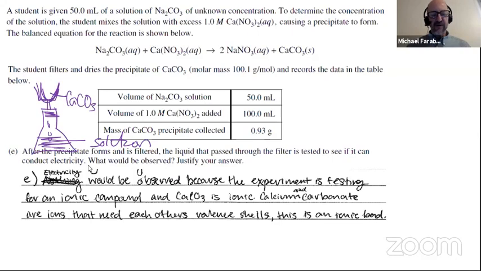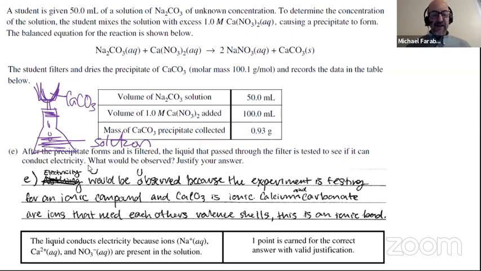And the correct answer, according to the scoring guidelines, is it is going to conduct electricity, but not for the reason that they said. It's because the sodium ions, the excess calcium ions that are present in aqueous environment, and the aqueous nitrate ions, that's what's present. So the problem with their answer is they're talking about a precipitate, and that is not in the solution. That was separated and on the filter paper. So calcium carbonate is not in the solution, it is on the filter paper. So they can't talk about calcium carbonate as the reason why it would conduct electricity.